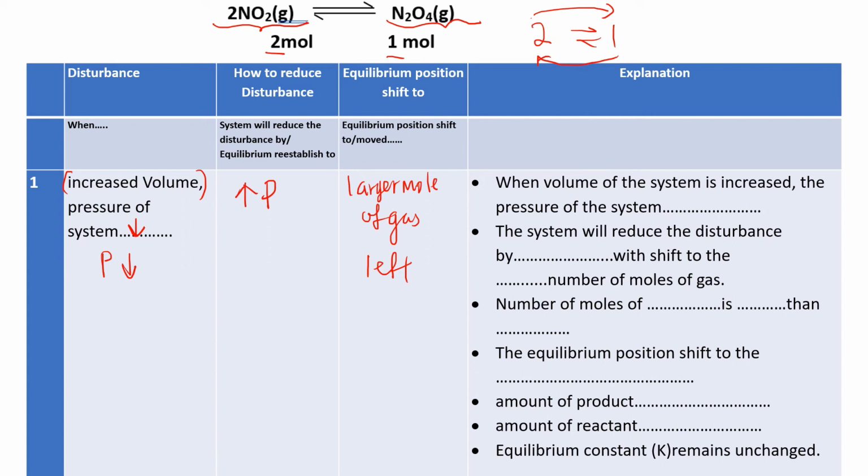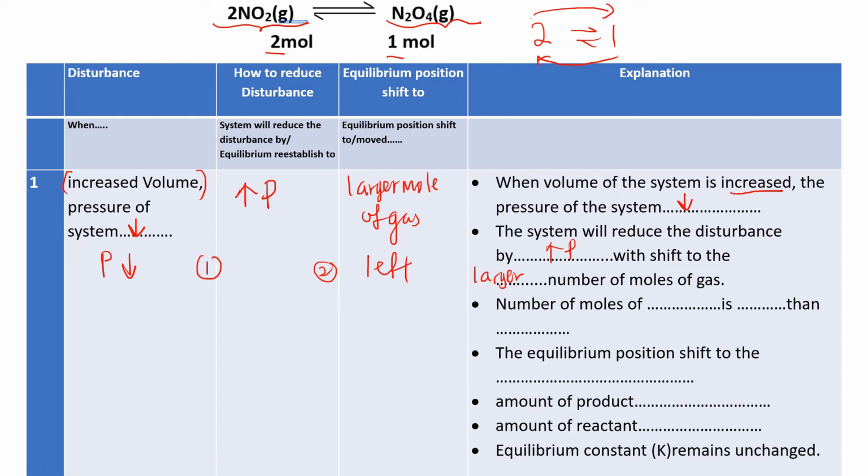First one, when the volume of the system increases, the pressure of the system will decrease. This is the first sentence. The second sentence is how to reduce the disturbance. The system will reduce the disturbance by increasing the pressure, by shifting to the larger number of moles of gas, or more number of moles of gas.